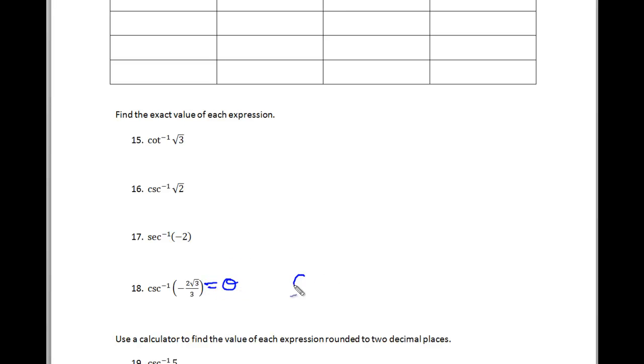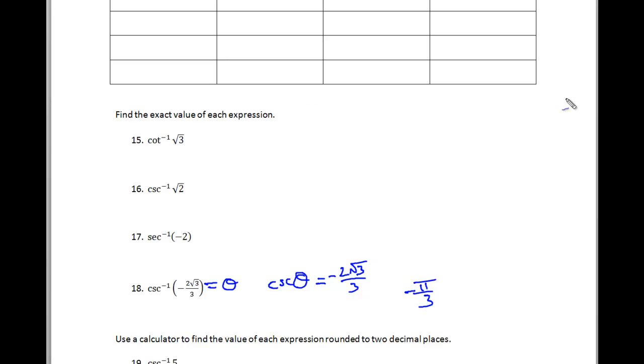To find our theta, we're going to look on the unit circle where cosecant theta is equal to negative 2 square root of 3 over 3, and that is going to be at negative square root of 3 because the cosecant has a restriction on the first and fourth quadrant there.